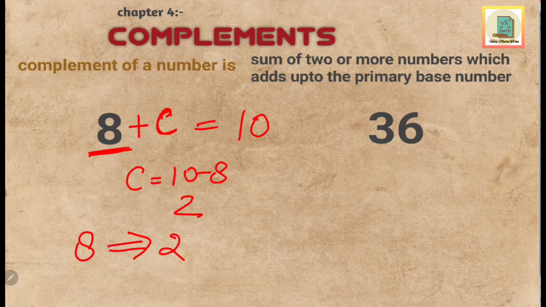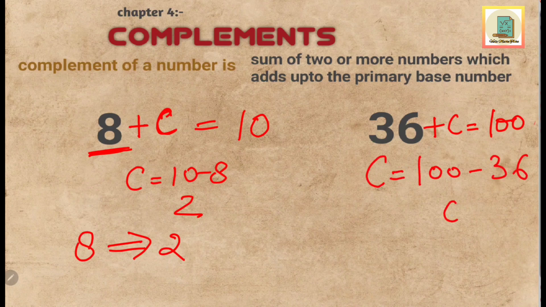Now let's take an example of a two-digit number. 36. The next primary base to 36 is 100. So what should we add to 36 so that it becomes 100? Here the complement will be 100 minus 36, which will be 64. So the complement of 36 is 64. Now let's understand this concept by taking more examples.